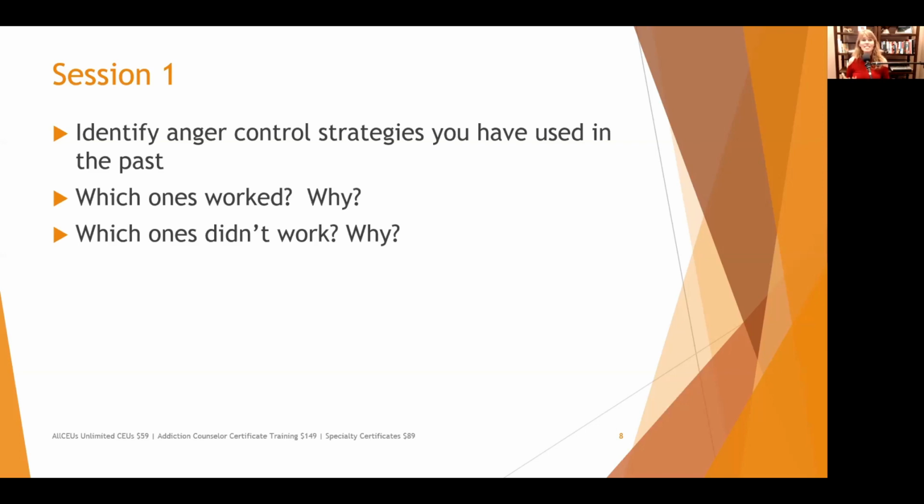And then talk about the ones that didn't work so effectively and why that might have been. So now you're starting to identify strengths that they have. What strengths and tools do they already have that they may be able to enhance to improve their anger management skills?